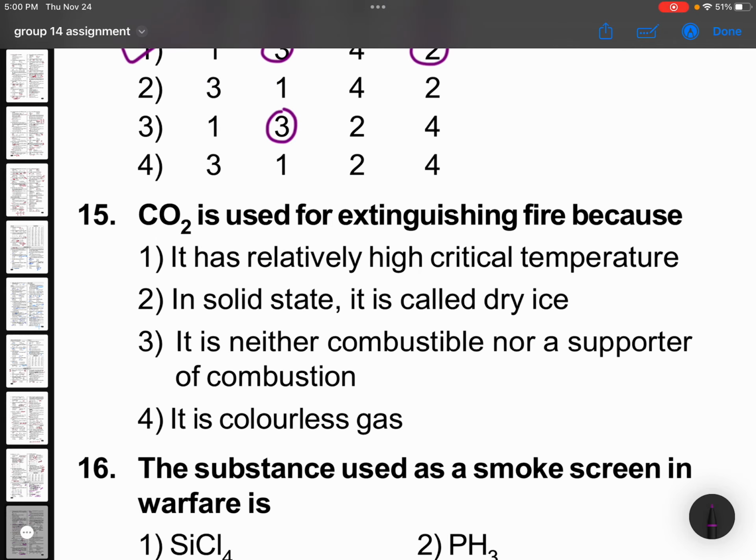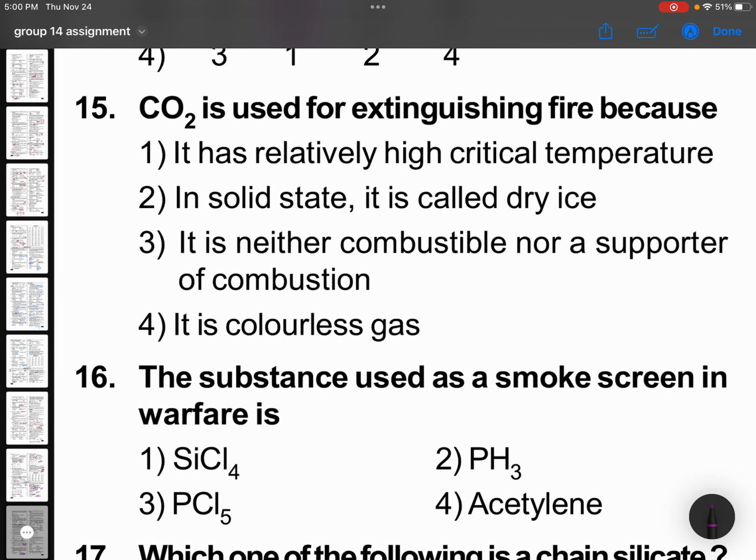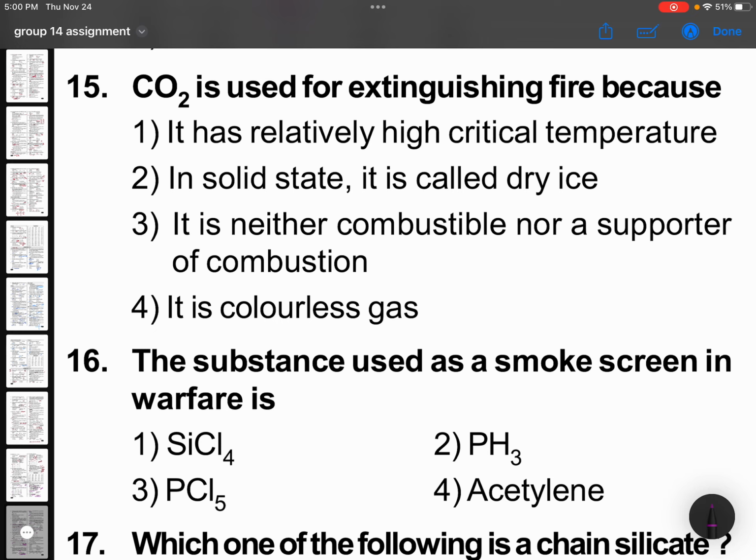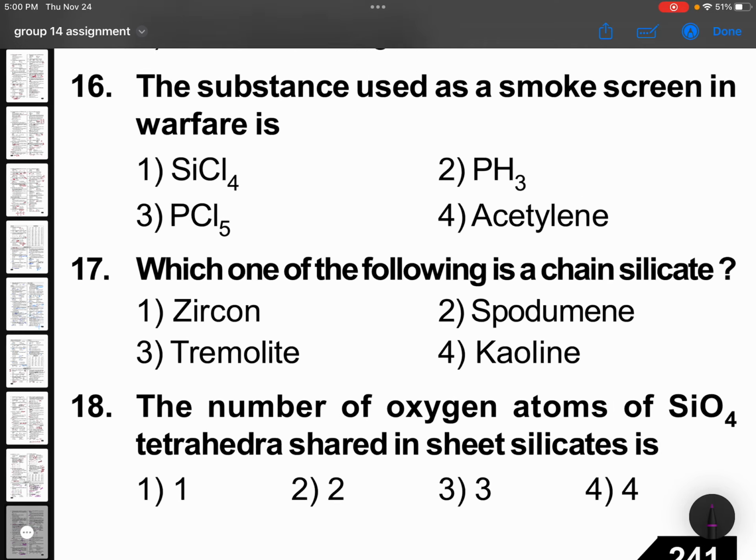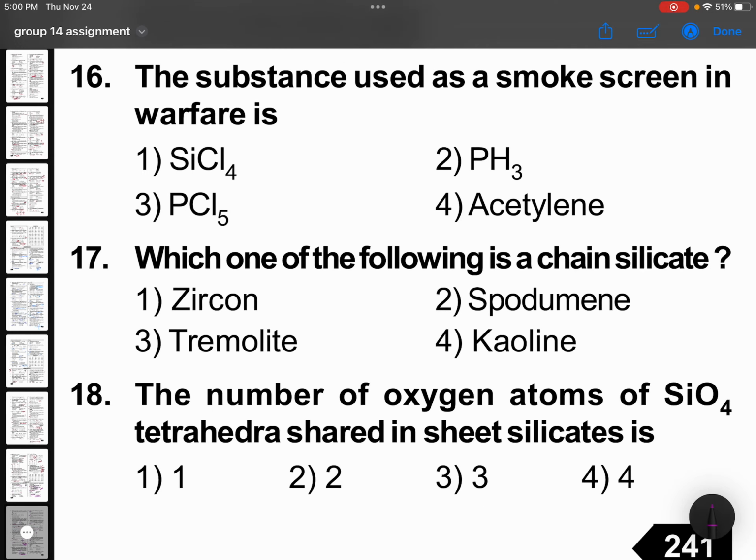For matching, you should not see all. Just see what you know. That's all. 15th question. Carbon dioxide is used for extinguishing fire because it is neither combustible nor a supporter of combustion. The substance used as a smoke screen in warfare is, memory, SiCl4.